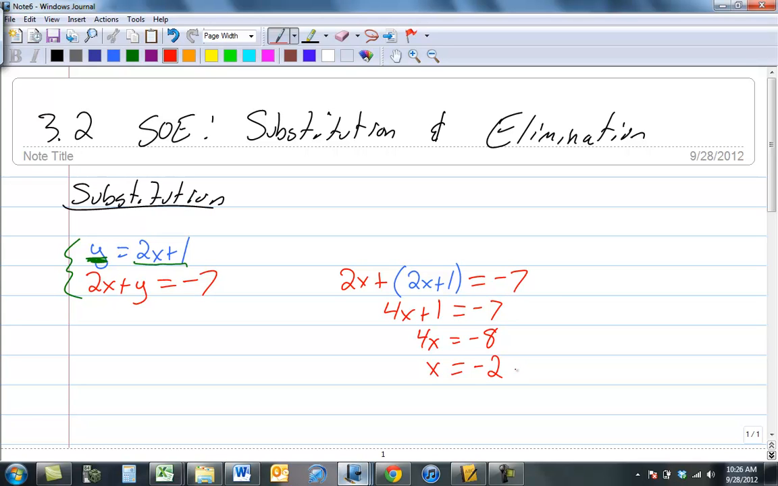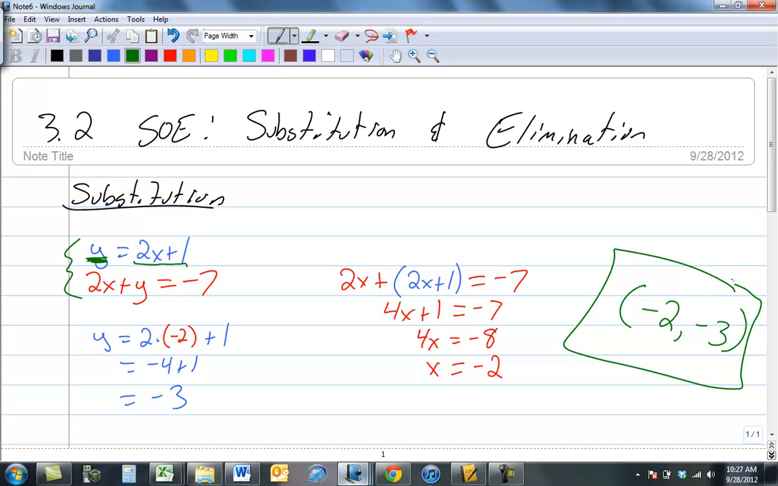So, we found x, but that's only half the battle. Now we've got to find y. Back from the beginning, y equals 2 times x, we found is negative 2, plus 1. So this is negative 4 plus 1, which is negative 3. So, our final answer, remember, if we were to graph these two lines, they would intersect at some point. And they intersect at the point negative 2, negative 3. That is our solution there.